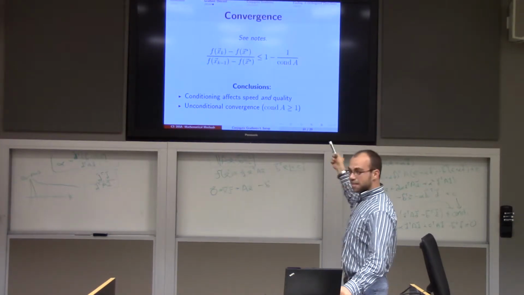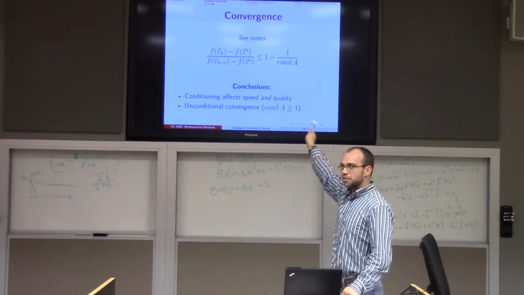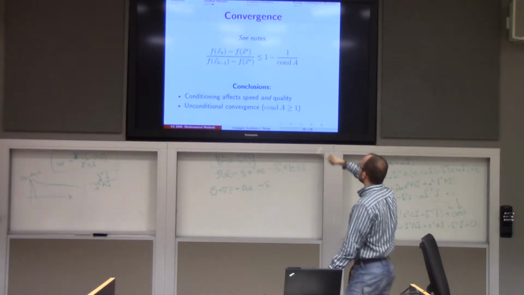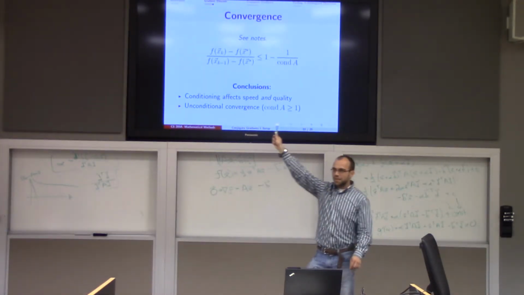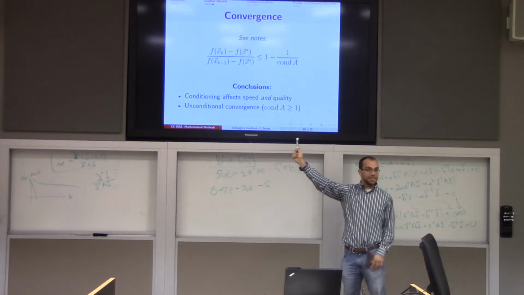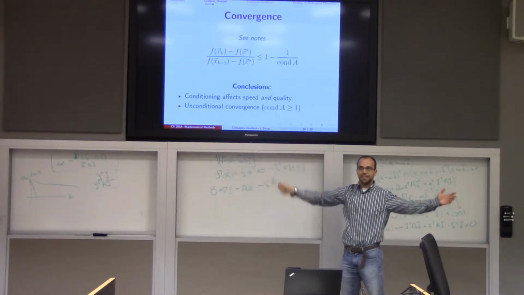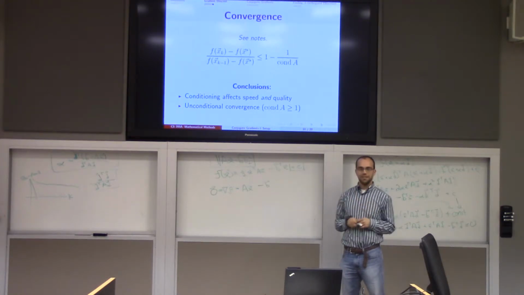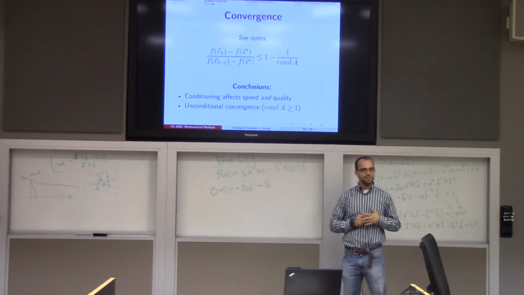Well, the condition number gets bigger, right? Poorly conditioned matrices are ones that have large condition numbers. In particular, this ratio goes close to 1, right? And if this ratio were to equal 1, for instance, then I don't even know that gradient descent converges at all. Right? This is the ratio of iterates from each step to each step.